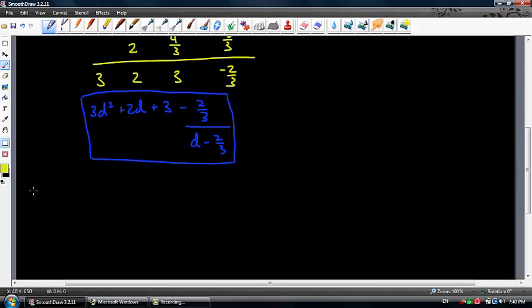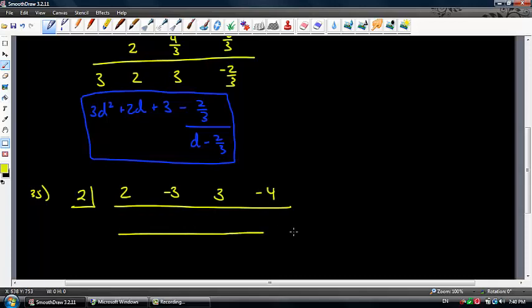Okay. Let me see here. We're on 35? 35. Okay, I'm going to go ahead and just set this one up. You guys can look in your book. The inside number is 2. My coefficients are going to be 2, negative 3, 3, and negative 4. All my exponents decrease gradually, so I'm going to bring this down. 2, 4, 2, 5, 10, 6.